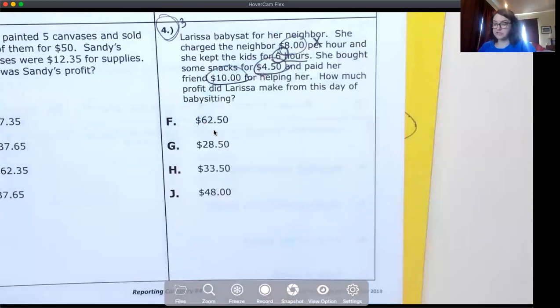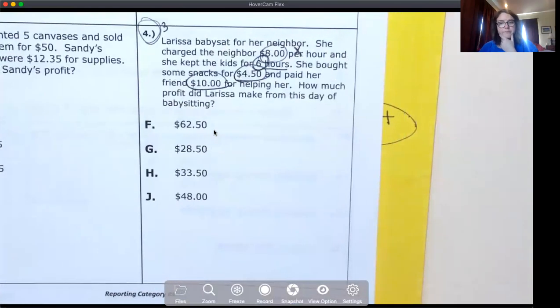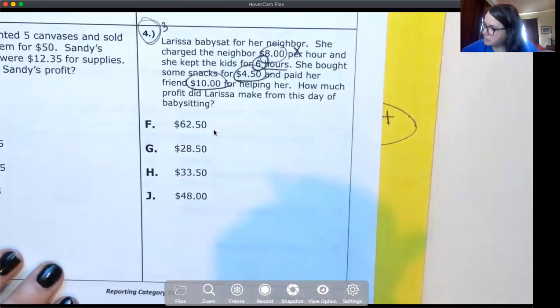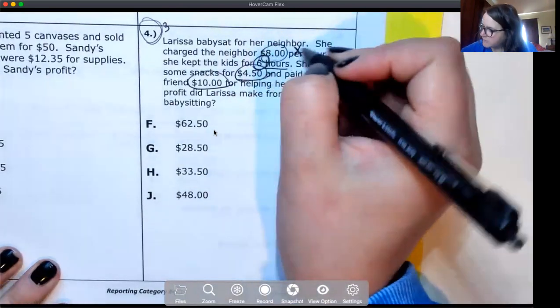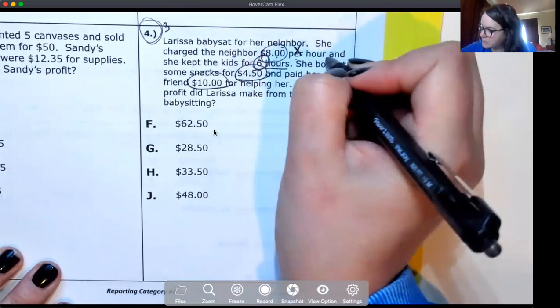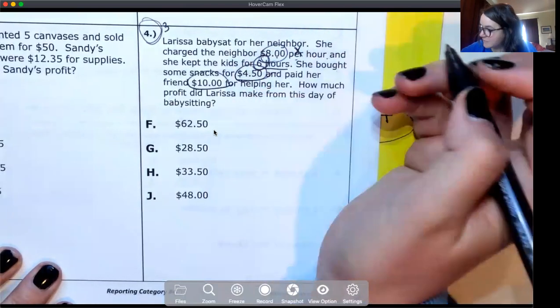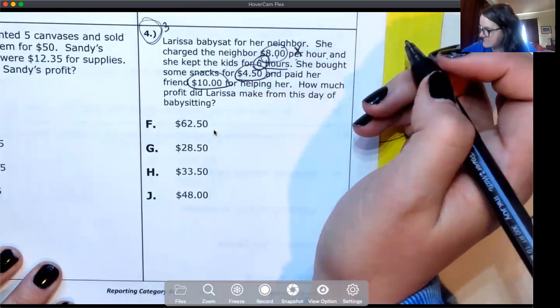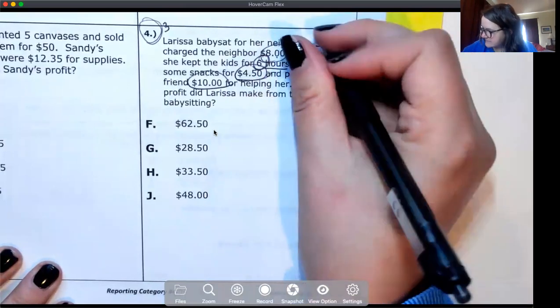This is similar to the first one. So I'm going to start with figuring out how much she made. What was her income? So she made $8 per hour, and she babysat for 6 hours. So I'm going to multiply 8 times 6.